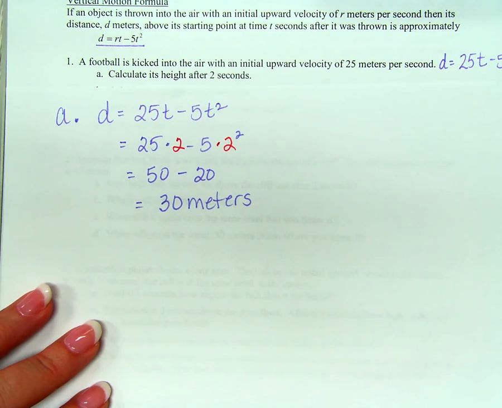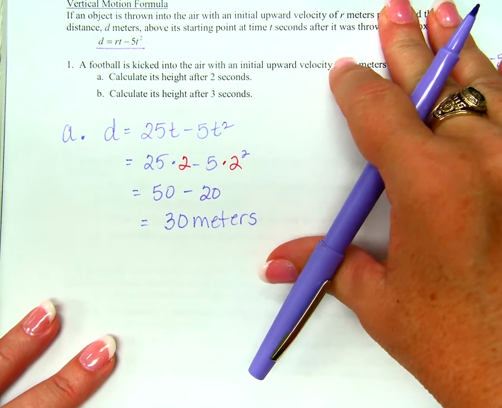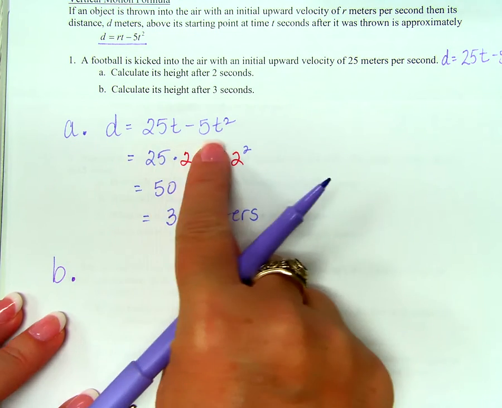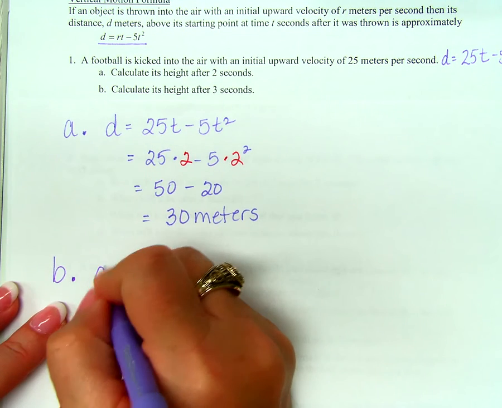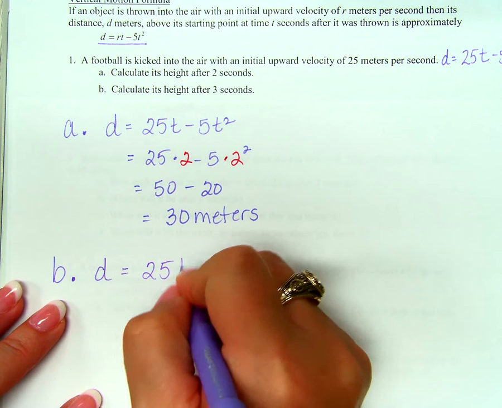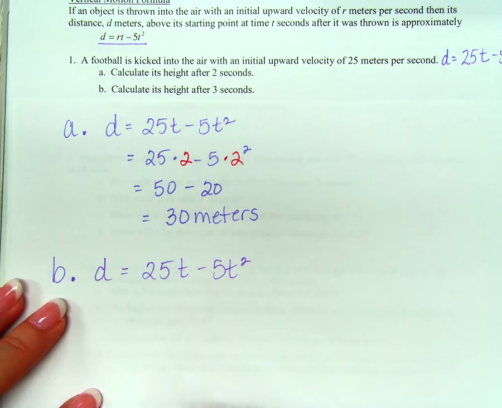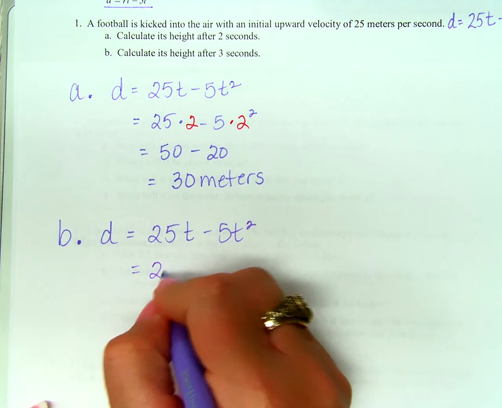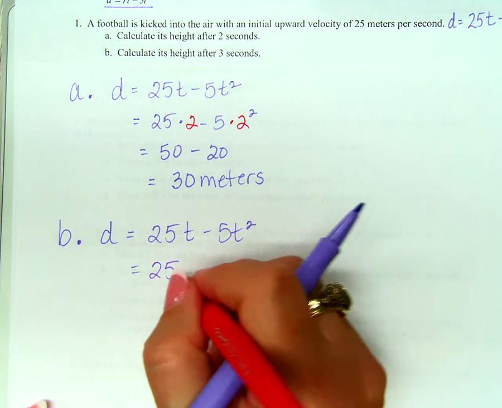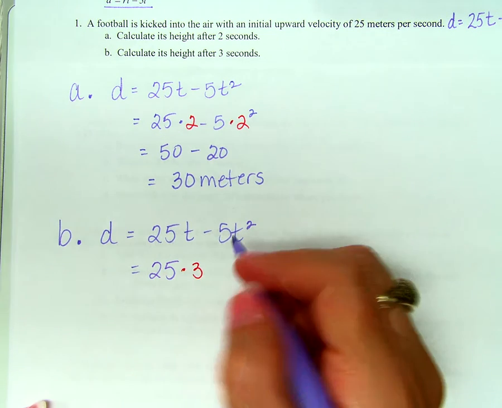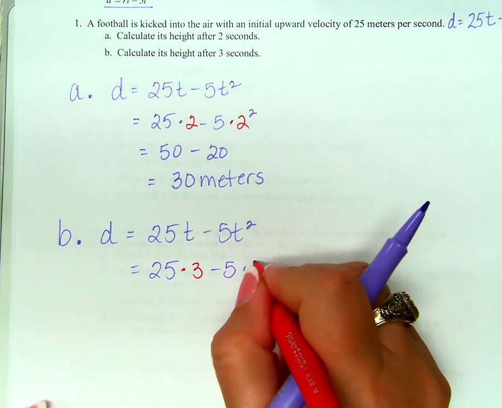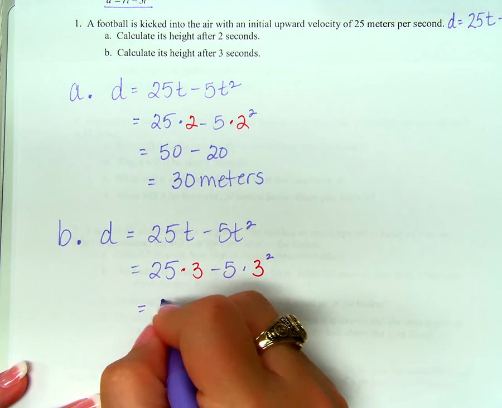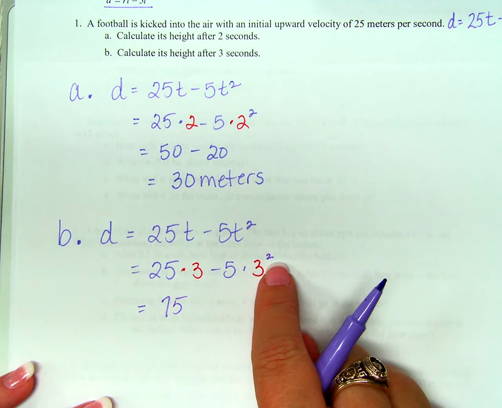Part B says calculate its height after 3 seconds. So part B, do I use the same formula? Yes. I use that same formula for all of number 1, right? 25t minus 5t squared is what we're using. And this time, instead of 2, we're substituting a 3. So I have 25 times 3 minus 5 times 3 squared. What is 25 times 3? 75. 3 squared? 9 times 5?